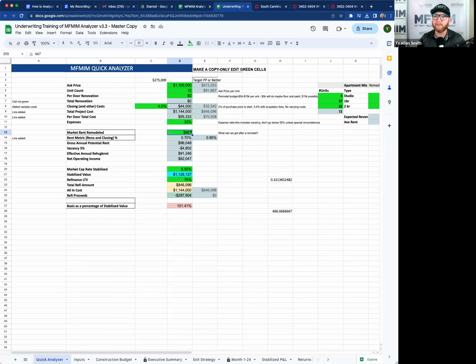Just for fun, let's see what happens if we could get $750 for rent. Okay, so you can see huge swing in market value. We've gone from 667 in rent to 750 in rent. So not even a $75 rent bump gets us another $100,000 in market value.